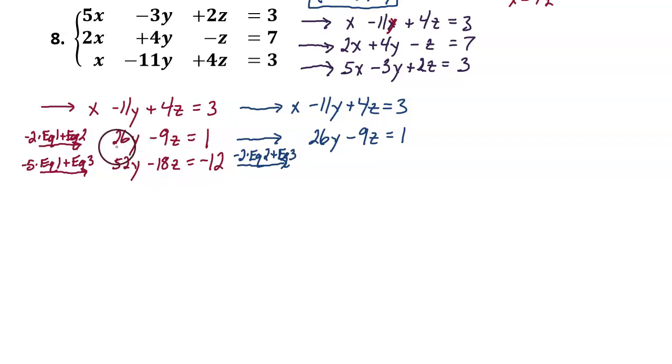Let's talk it through. Negative 2 times 26y is negative 52y. Then when you add 52y, it's eliminated. Negative 2 times negative 9z is 18z. 18z added to negative 18z is also eliminated. We end up with a 0 on the left side of the equals. Remember what we're multiplying by negative 2? Negative 2 times 1 is negative 2. Negative 2 add negative 12 is negative 14.